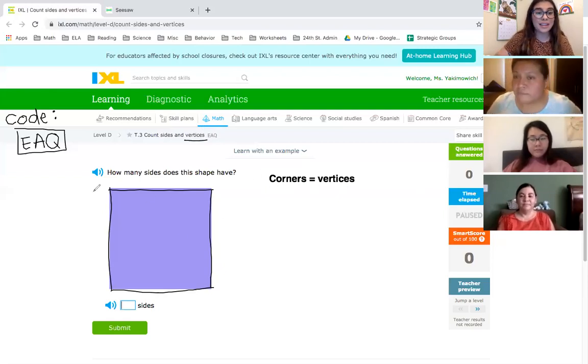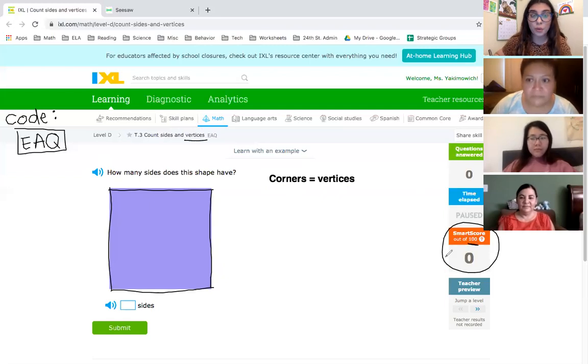So here it says, and remember, if you cannot read this on your own, that's okay. There's a little speaker that you can click on to help you listen to the directions. But make sure you are listening to the directions because you want to know what you're expected to do to get the right answer. And our goal is to get a SMART score of 100. That's our goal. We always want to reach the highest score possible.